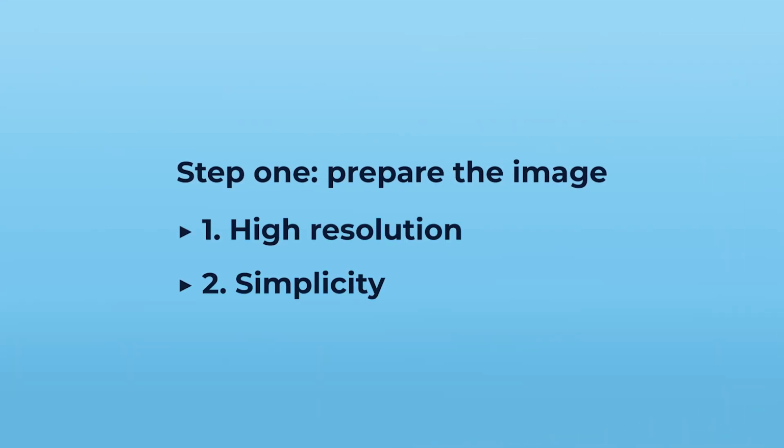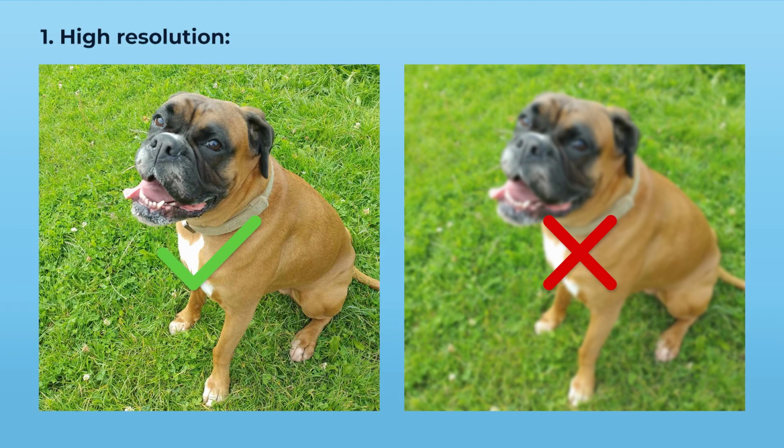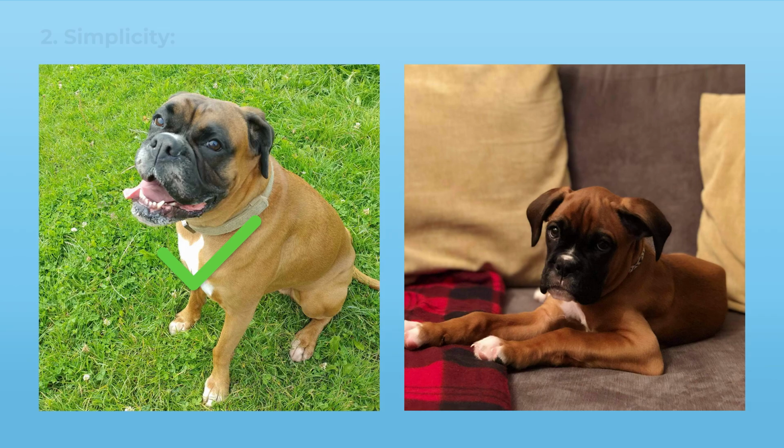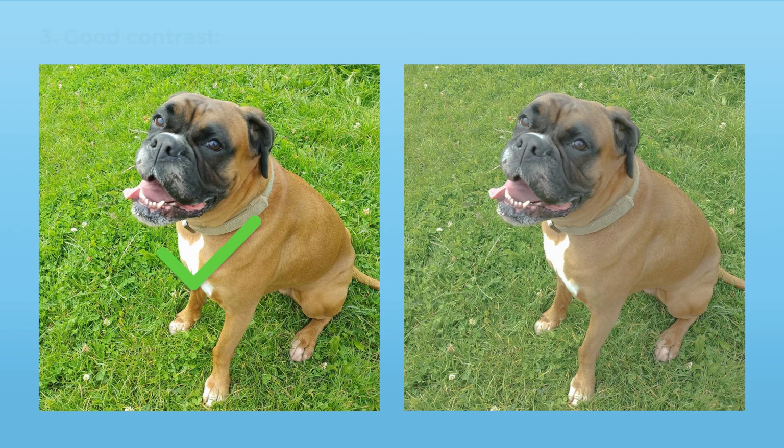Step 1. Prepare the image. It's best if the source photo meets the following criteria. 1. High resolution. Ensure the main subject is clear. 2. Simplicity. The simpler the image is, both subjects and background, the better the final print will look. 3. Good contrast. Ensure the image has good lighting with bright and dark areas.